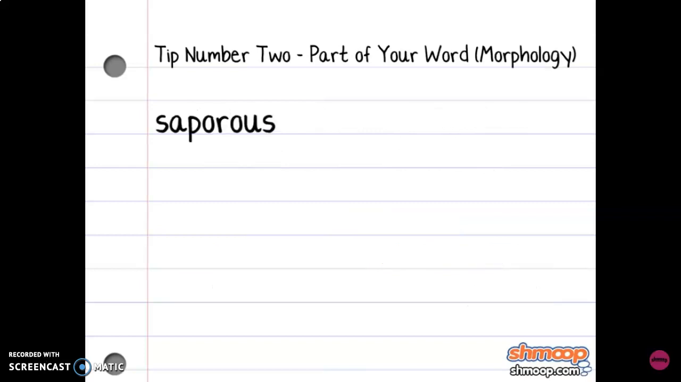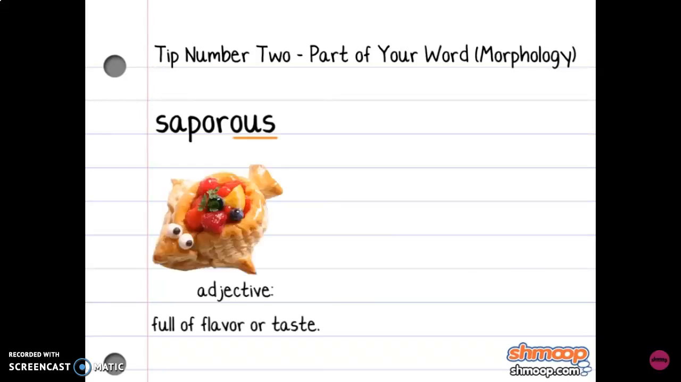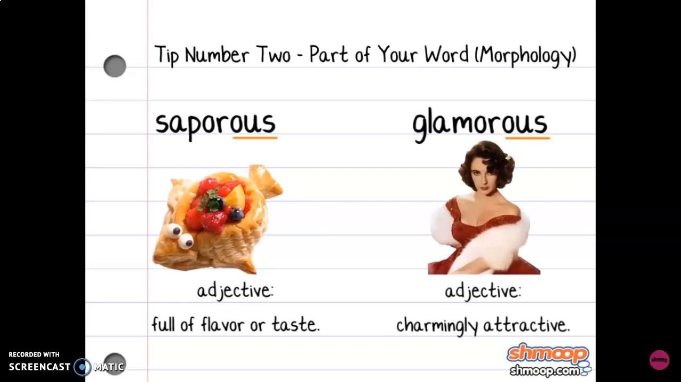Like, sapphirus might be a stranger to you, but because it ends in O-U-S, you can bet your bottom dollar that it's an adjective. Let's say you know the word glamorous. It probably doesn't mean the same thing as sapphirus, but it almost certainly plays the same role in a sentence.